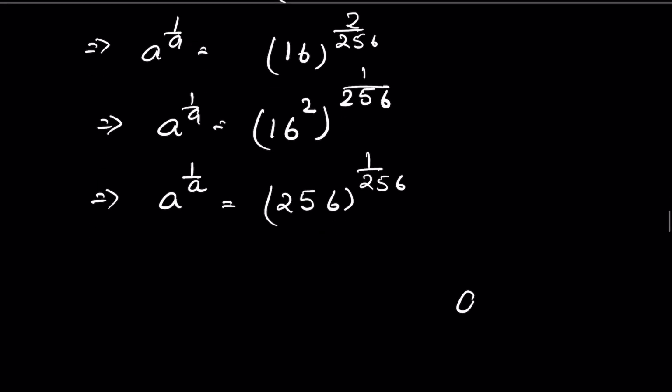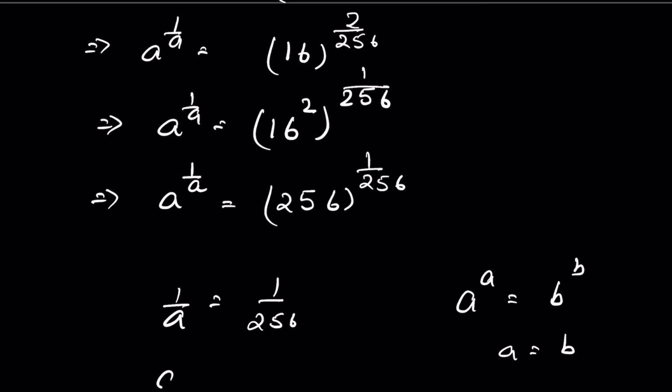Now this is in the form of a to the power a is equal to b to the power b. In that case we know it is a equal to b. That means 1 upon a is equal to 1 upon 256, or a is equal to 256.